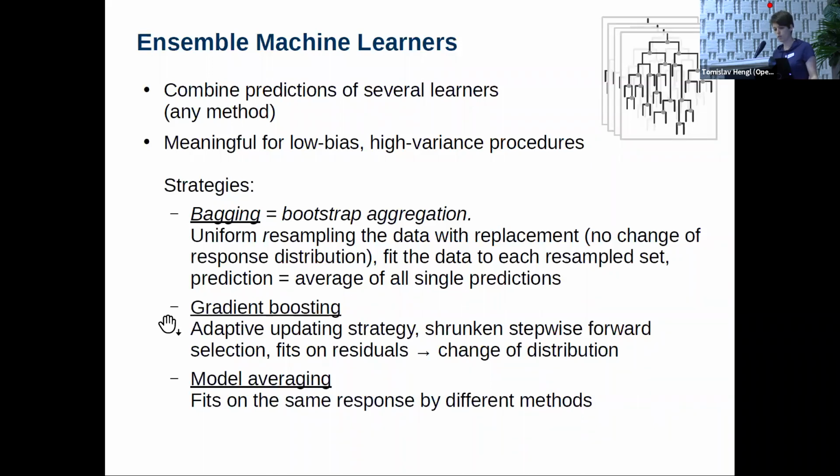Then another approach is gradient boosting. This is a strategy that is some sort of stepwise forward strategy. I will show that later on. With the bagging, you basically do not change your distribution because you have a random sample of your original data. With the gradient boosting, you always fit on your residuals. So this means every model has a new underlying distribution compared to the original data. And the model averaging is basically you fit a bunch of different models and you take a strategy to combine the predictions of these.